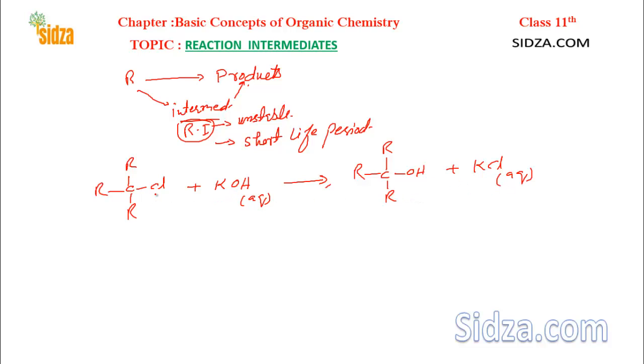The hydroxide group replaces the chlorine and you get alcohol. So these are the reactants and these are the products. But the reaction doesn't occur like this, in one step. So what actually happens here?